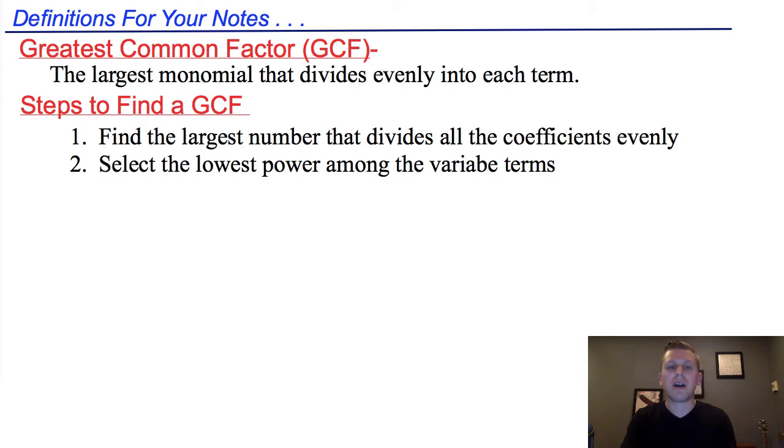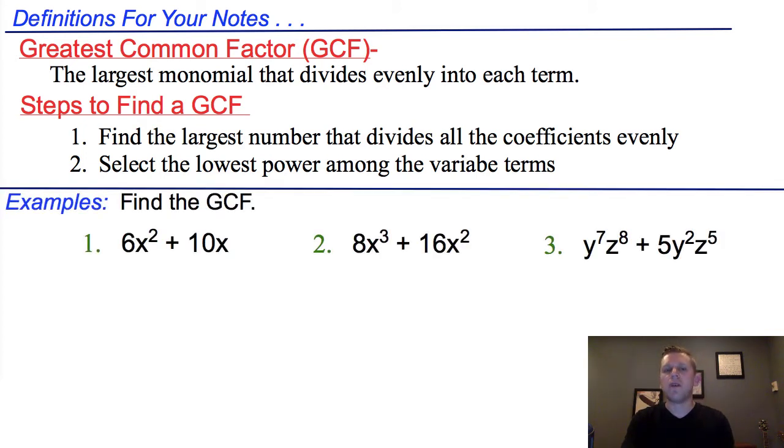Let's take a look at some concrete examples. In number 1, I want to find the GCF of 6x squared plus 10x, and I'm going to do it in two steps. First step is find the largest number that divides all the coefficients evenly. I look at 6 and 10 and think, what is the largest number that divides them evenly? That number is 2. Then I look at x squared and x, the variable pieces, and I want to select the lowest power among those variable terms. This one has a power of 2, and this one has a power of 1, so the GCF for the variable terms will be x, making the GCF of this expression 2x.